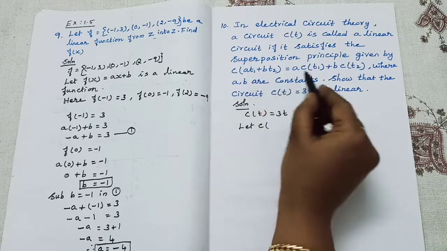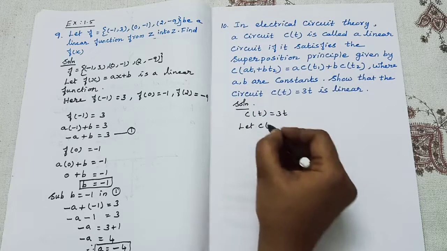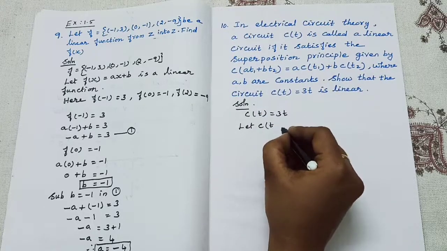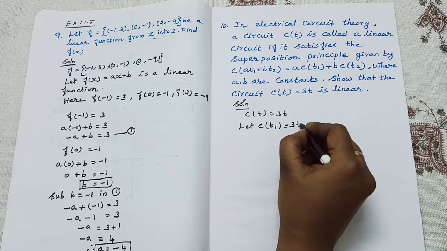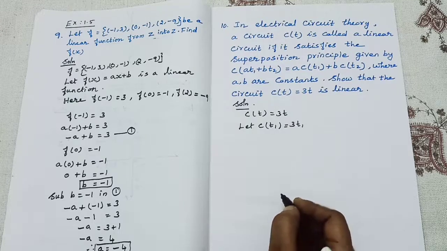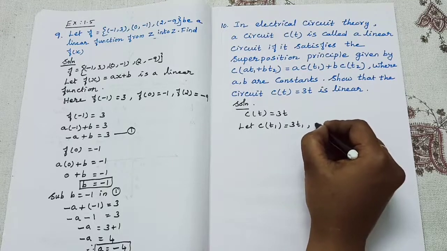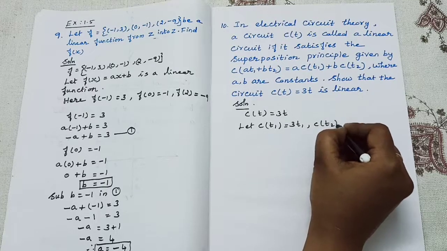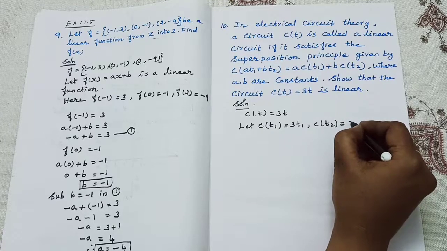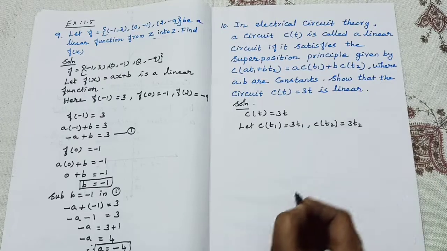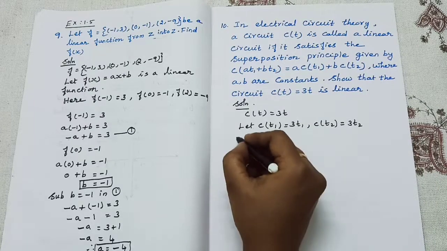Here t1, t2 are also given. So we have to take, instead of t1, C of t1 is equal to 3t1. Am I correct? Then next one, C of t2 also we need, isn't it? So C of t2 is equal to 3 into t2.